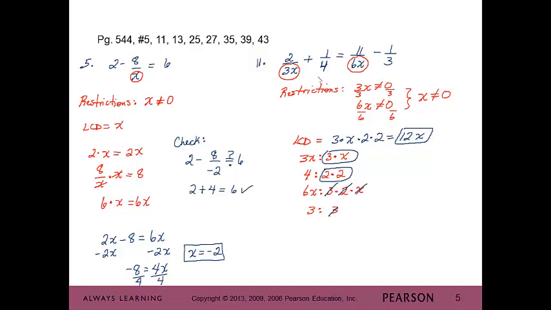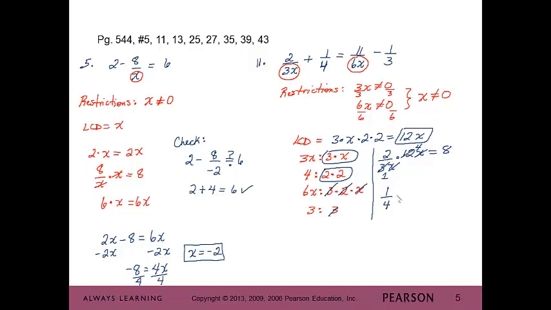Now we're going to multiply each term by our 12x. So we're going to have 2 over 3x times 12x. The x's cancel. The 3 simplifies out to be a 1, and the 12 is 4. So now we're going to have 2 times 4, which is 8.